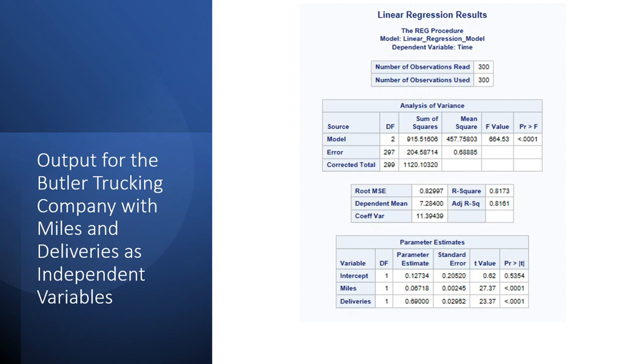And so here's an output from SAS shown on the screen. Remember that the label for one independent variable is going to be miles, and the label for our other independent variable will be deliveries. And so you can see here that our estimated regression equation is going to be 0.1273 plus 0.0672 x1 plus 0.69 x2. And so these values are coming directly out of the parameter estimates table that's provided to you in the output from your statistical package.